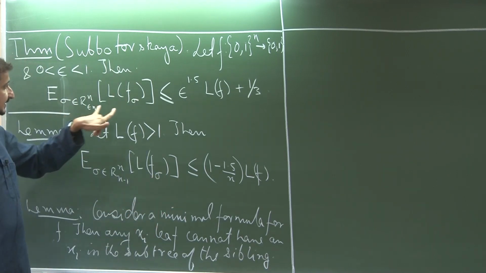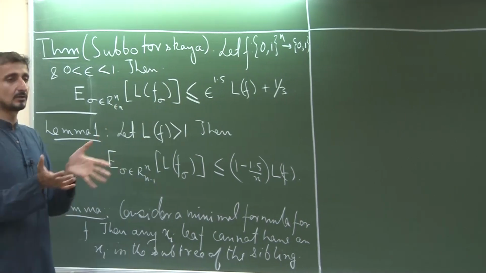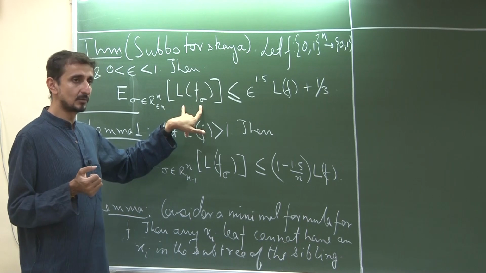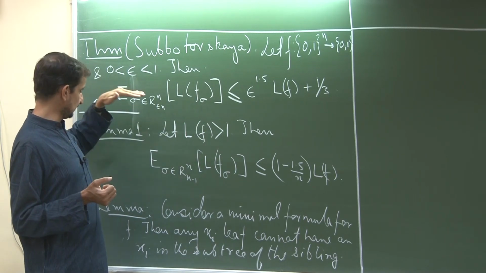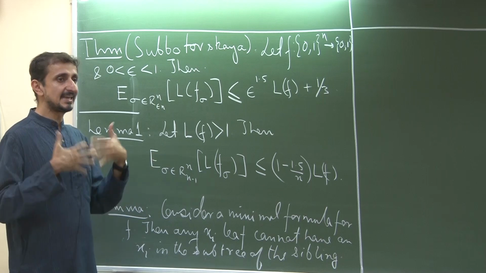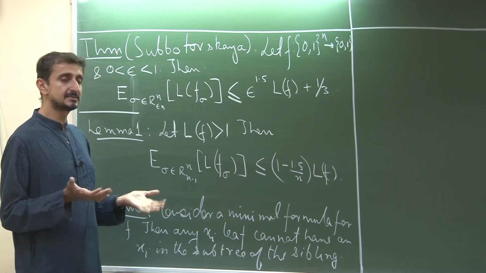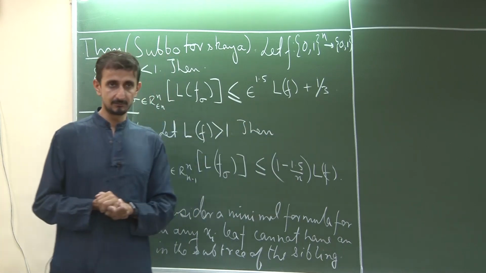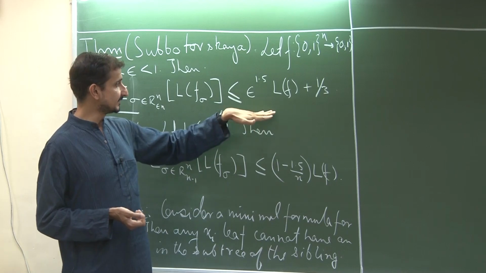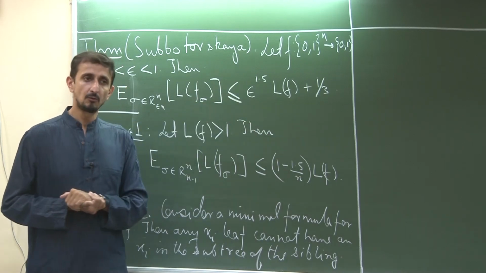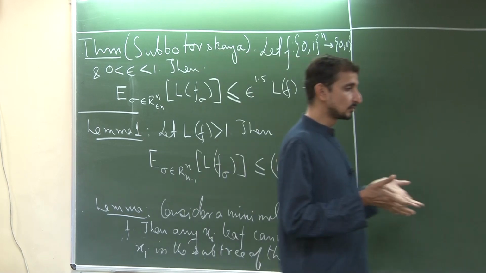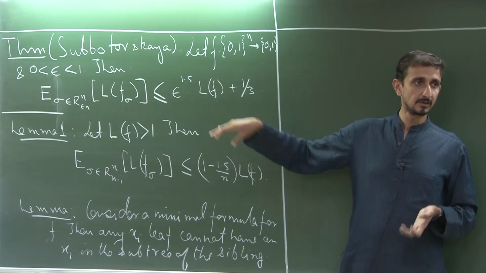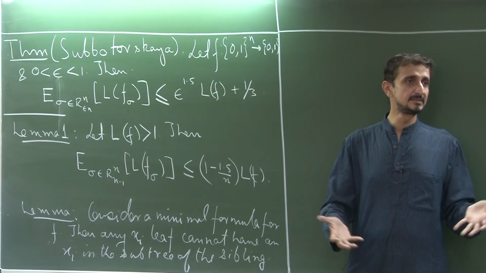Now what this is saying is that if I look at this restricted function, because of course the restricted function is a smaller function, it will have a smaller formula complexity. So this theorem characterizes the expected formula complexity of that restricted function in terms of the formula complexity of the original function. And what it says is that it gets reduced by a factor of epsilon to the power 1.5. And we saw last time that showing that it gets reduced by a factor of epsilon is quite trivial, because it is just counting the number of leaves that disappear.